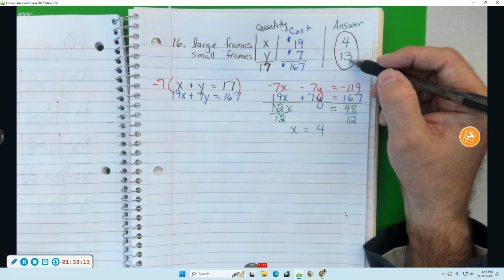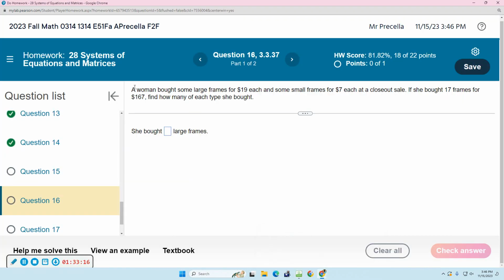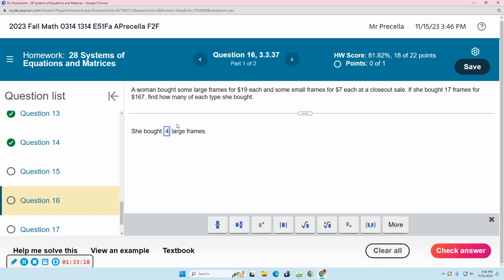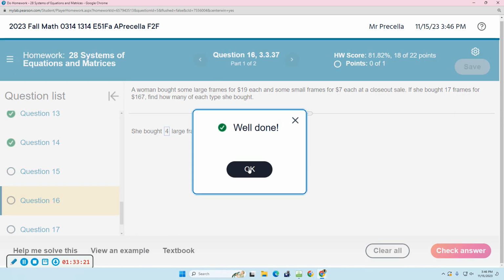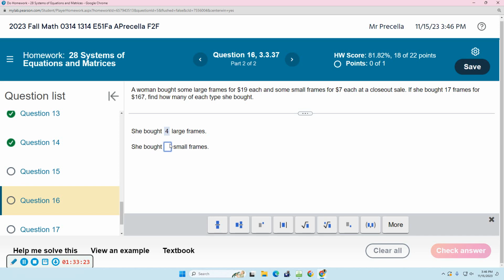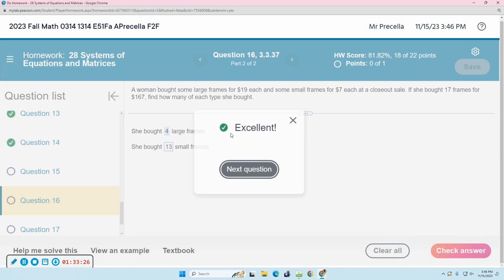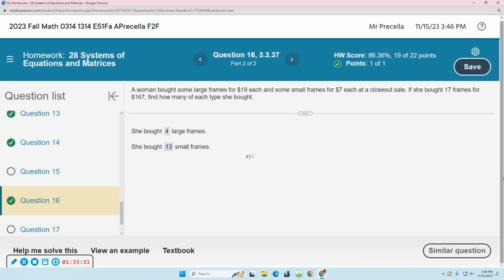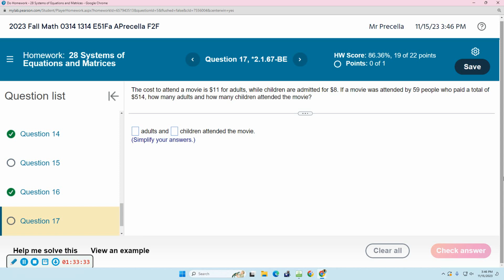Any questions there? Okay, so she bought 4 large frames and 13 small ones. We'll come back to 15 in a moment. Let's do 7. 15 is easy, it's just these talking about the 2-point points. Tatiana said that the frames were the best example to do first.